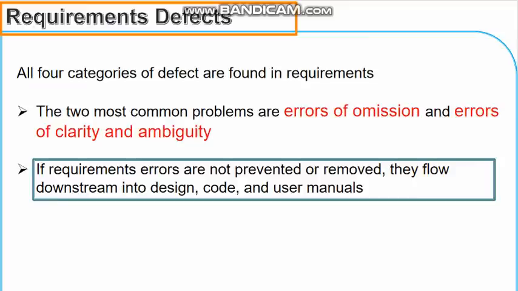Requirements defects. All four categories of defects are found in requirements. The two most common problems in requirements defects are error of omission and error of clarity and ambiguity. If requirements errors are not prevented or removed, they flow downstream into design, code and user manuals.